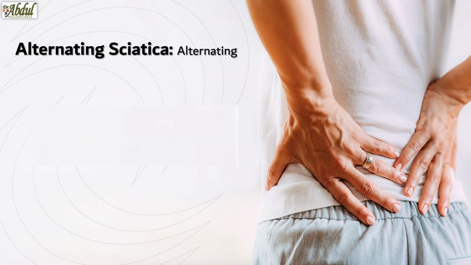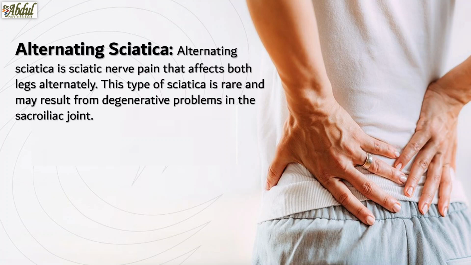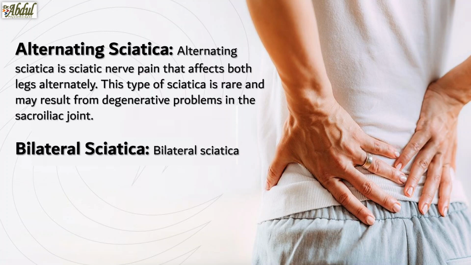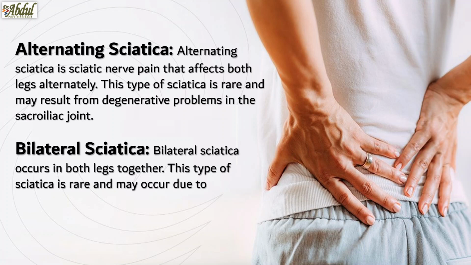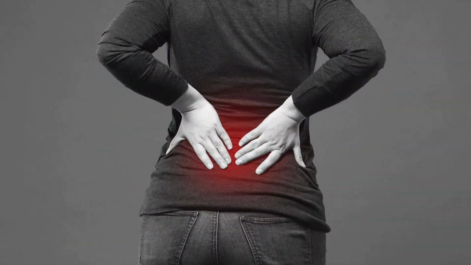Alternating sciatica. Alternating sciatica is sciatic nerve pain that affects both legs alternately. This type of sciatica is rare and may result from degenerative problems in the sacroiliac joint. Bilateral sciatica. Bilateral sciatica occurs in both legs together. This type of sciatica is rare and may occur due to degenerative changes in the vertebrae and/or the disc at several spinal levels, or from serious conditions such as cauda equina syndrome.